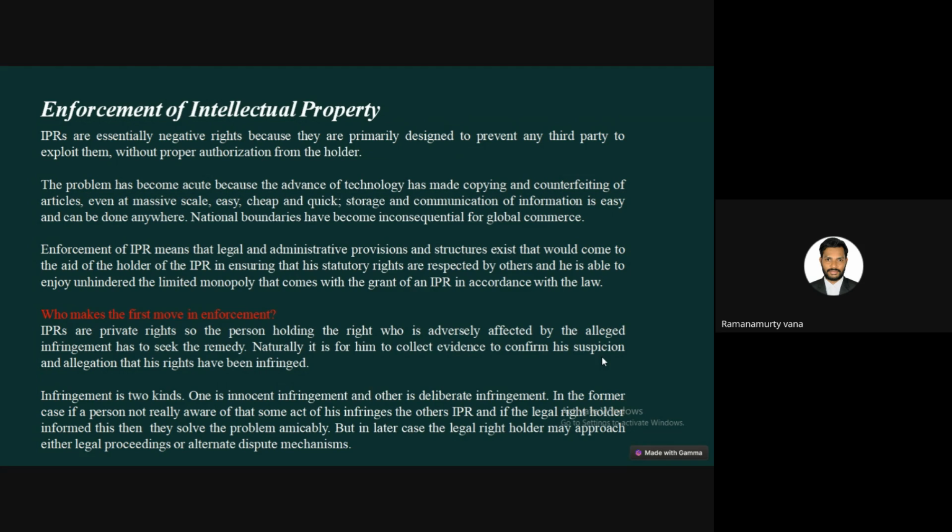So in the case of innocent infringement, the right holder can go and tell that infringer that what you are doing is infringing my intellectual property right, and then the problem can be solved amicably, because the person who infringed is not aware of the existence of the IPR of that particular person. So in the case of innocent infringement, the problem will be solved amicably. But in the case of deliberate infringement, the legal right holder may approach either legal proceedings or an alternative dispute mechanism to redress the problem.